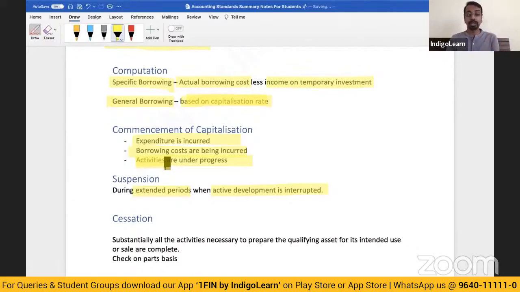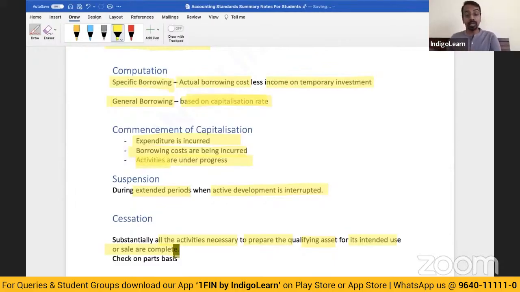Okay, cessation, when do you stop? Where substantially all the activities necessary to prepare the qualifying asset for its intended use or sale are completed. So once the building is ready for its intended use and sale, then you can stop the capitalization of borrowing cost. Building is completed, you have not yet installed the call bell. Does it mean you can continue to capitalize borrowing cost? No, just that the call bell is remaining, right? Substantially the building is ready, stop capitalization of borrowing cost.